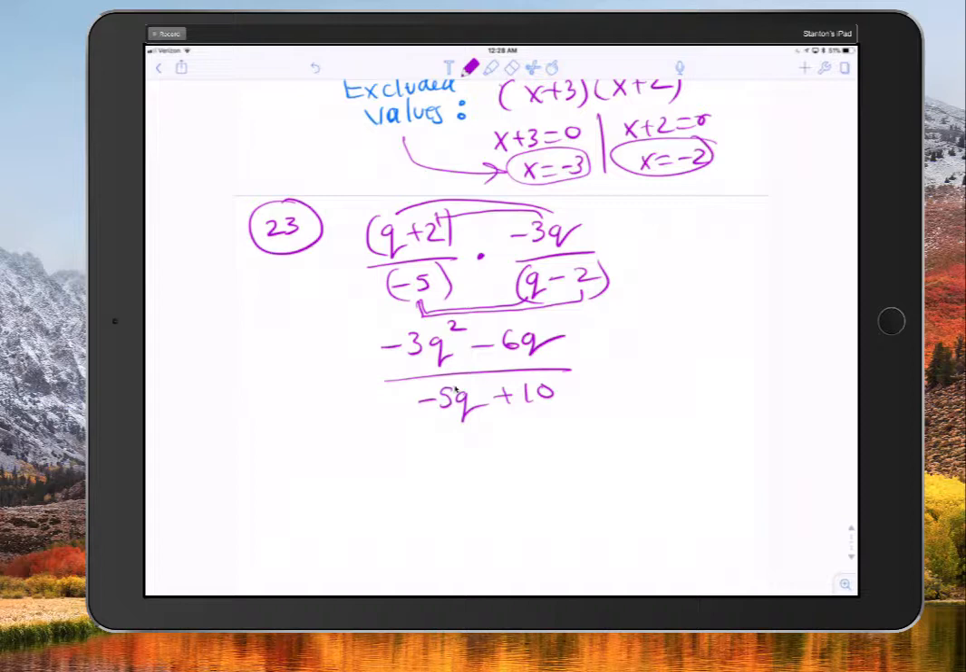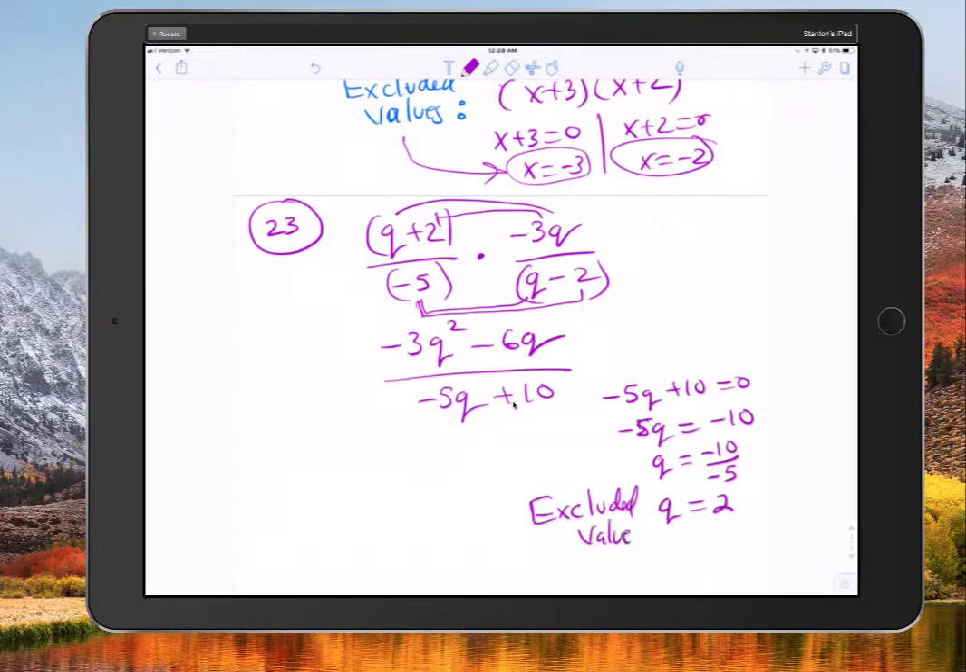And then the excluded values are whatever makes the denominator 0. So if I take negative 5q plus 10 and set it equal to 0, I'll have to subtract 10 from both sides. So that's negative 5q equals negative 10. Then I'll be dividing by negative 5. So q is negative 10 divided by negative 5, which is positive 2. So that is an excluded value. Okay, so the excluded value is q equals 2.